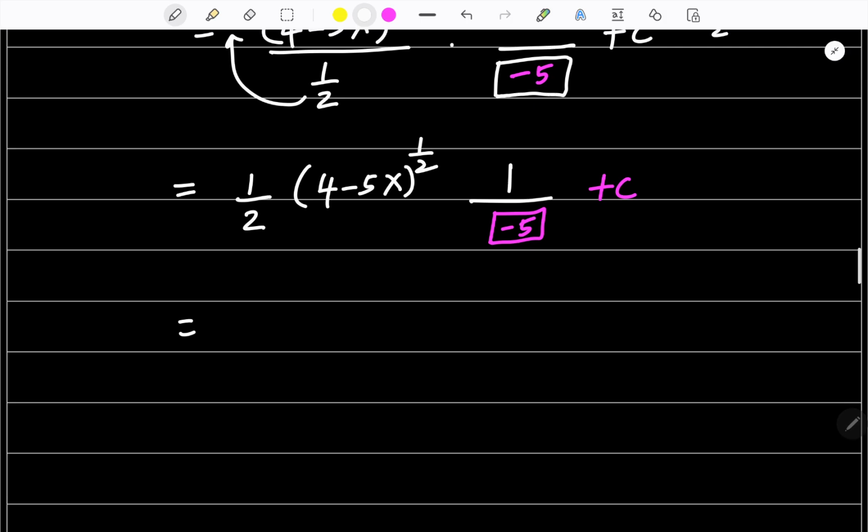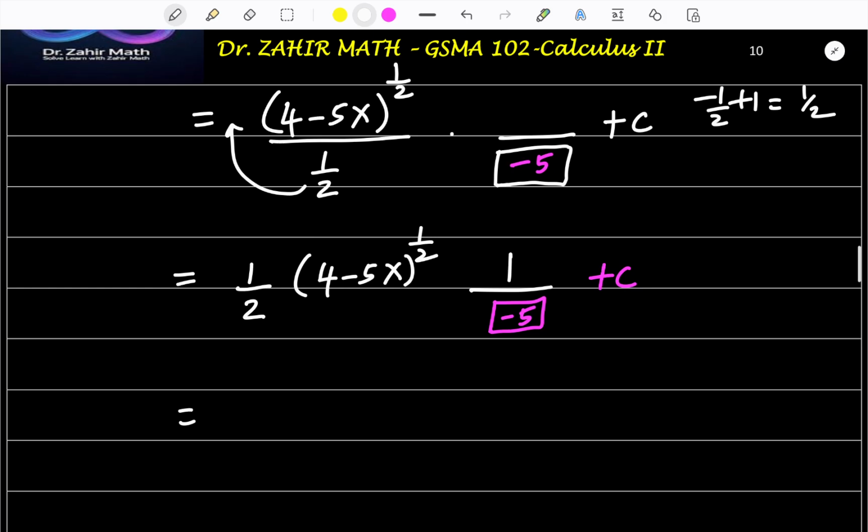So this equals, okay, right? Oh, sorry, I made a mistake. 1 over 2 will go as 2 over 1. Yes, sorry. 2 over 1. So now this 2 and this minus 5 will give you the answer minus 2 over 5.